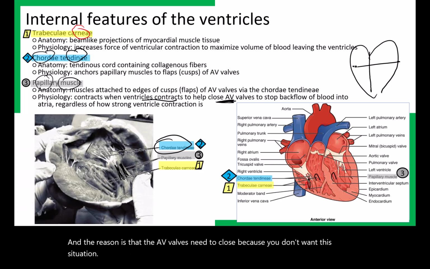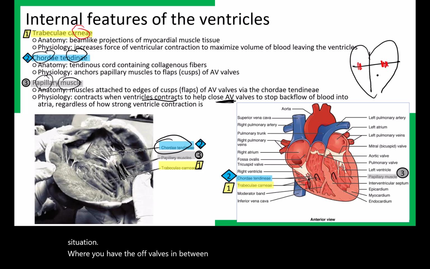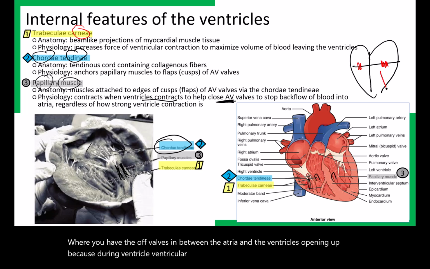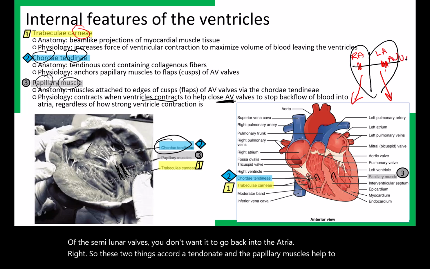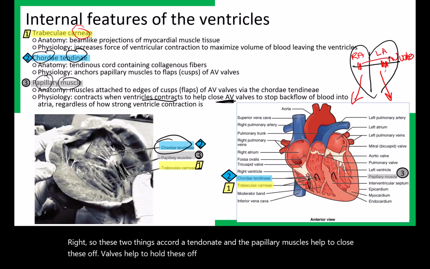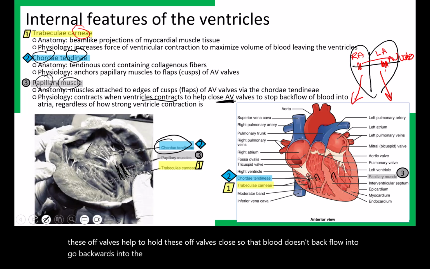The reason is that the AV valves need to close because you don't want the AV valves in between the atria and the ventricles opening up, because during ventricular contraction, you want blood to move out of the semilunar valves. You don't want it to go back into the atria, right? So these two things, the chordae tendineae and the papillary muscles, help to hold these AV valves closed so that blood doesn't go backwards into the atria. So again, more blood leaves into the pulmonary and systemic circulation, and it prevents blood from going back into the atria.